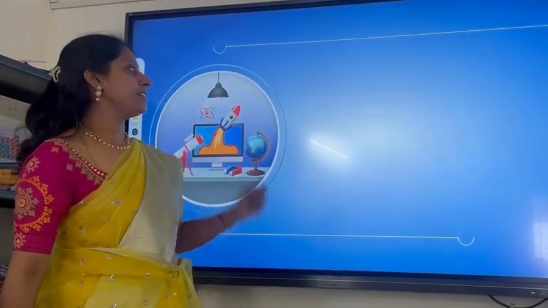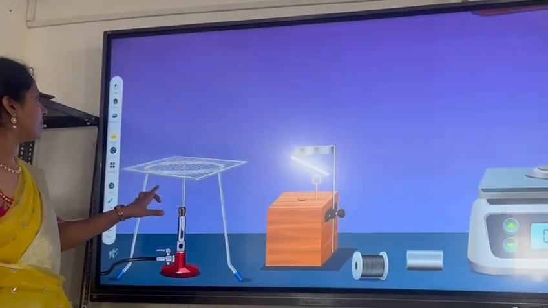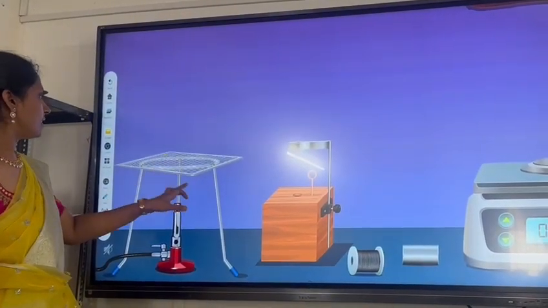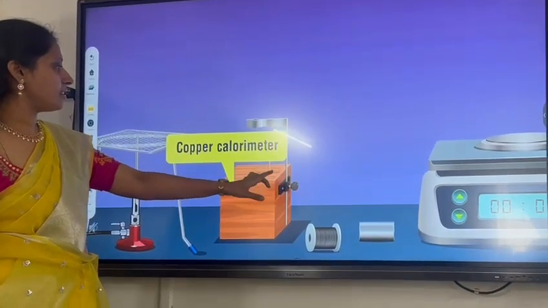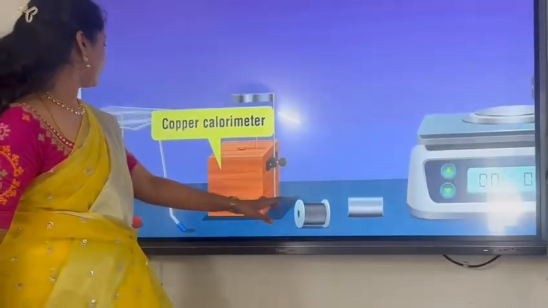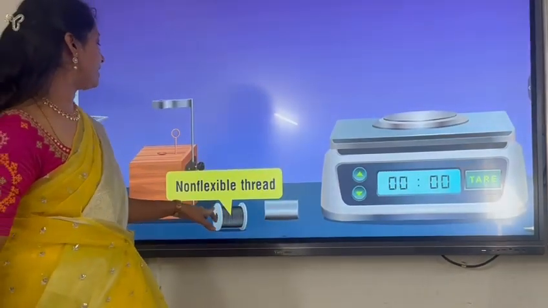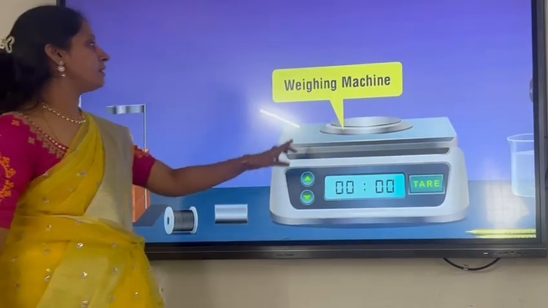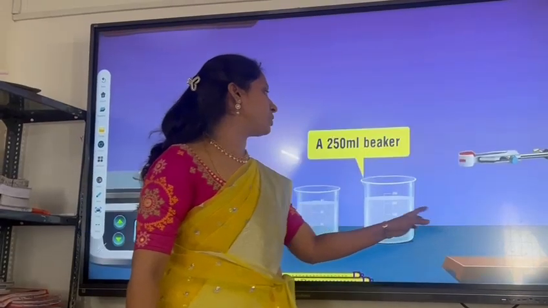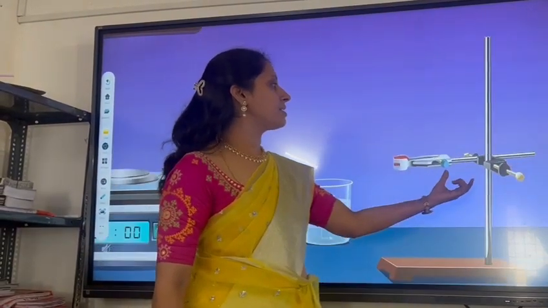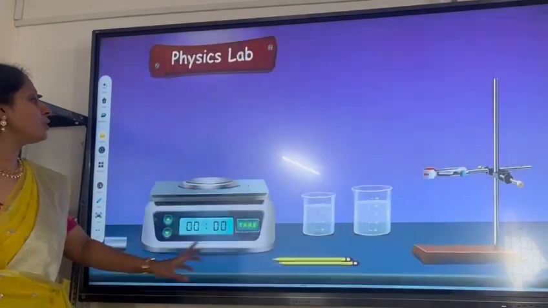We need some materials. Materials required: Bunsen burner, wire gauze, tripod stand, calorimeter with stirrer, the given solid, inextensible thread, weighing machine, water, 50 ml beaker, 200 ml beaker, a stand, and 2 thermometers. These are the required materials.